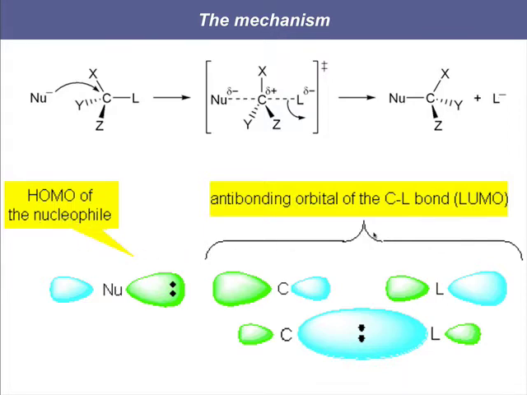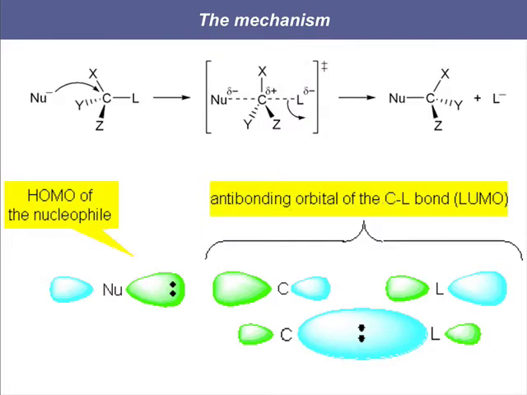The nucleophile is going to use its highest energy electrons when it does the reaction, and we will see in a moment that the anti-bonding orbital of the carbon leaving group bond is the LUMO. The electrons go from the highest orbital in the nucleophile to the lowest orbital, the lowest unoccupied orbital, I should say, in the substrate, the carbon leaving group substrate.